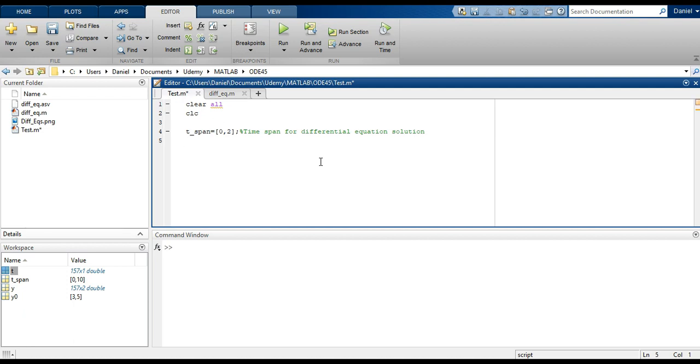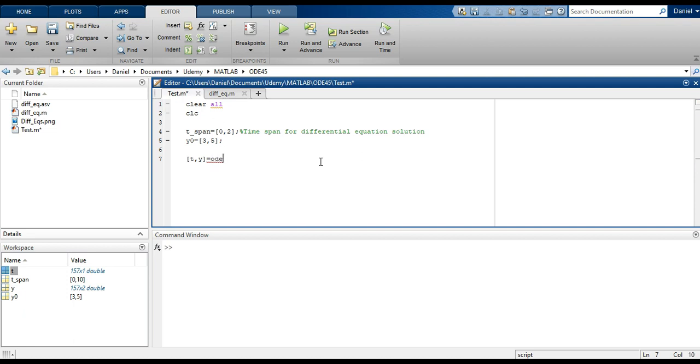Next, let's create our initial condition. So y0 equals, and basically it's the initial condition for y1 and y2. So y initial condition is 3, and y prime initial condition, I'll set it at 5. Next, we're going to be calling our ODE45. So T comma Y, that's what we're solving for. We're going to get as an output time and Y. And you have to put both because they're going to be coupled, the time and the Y for that time.